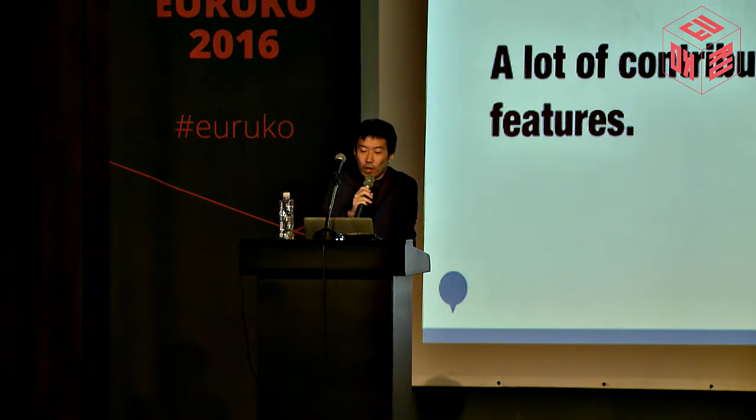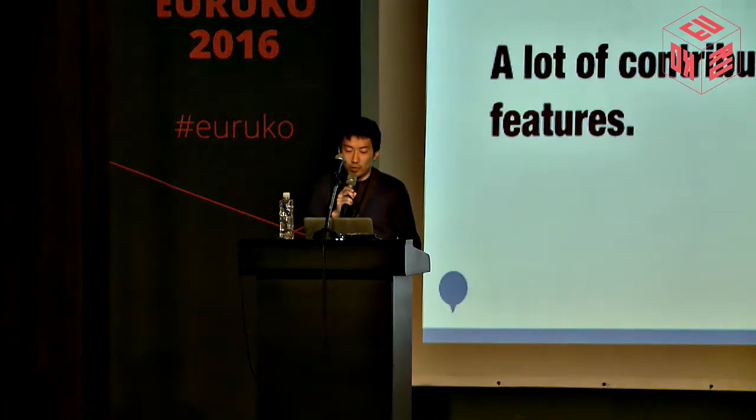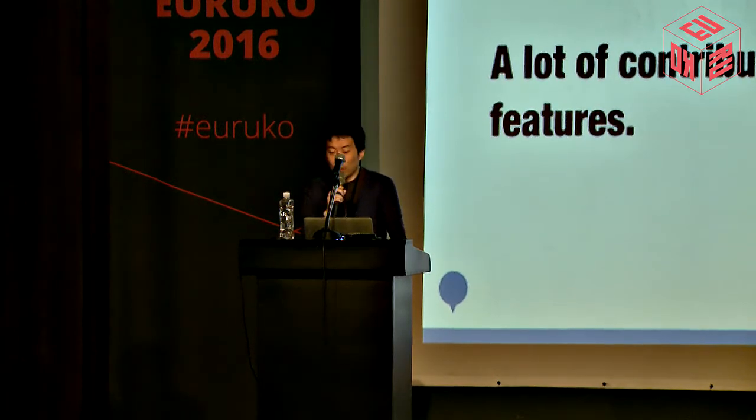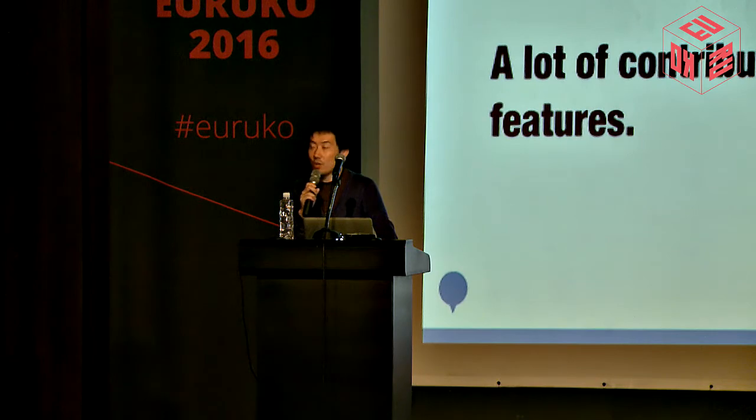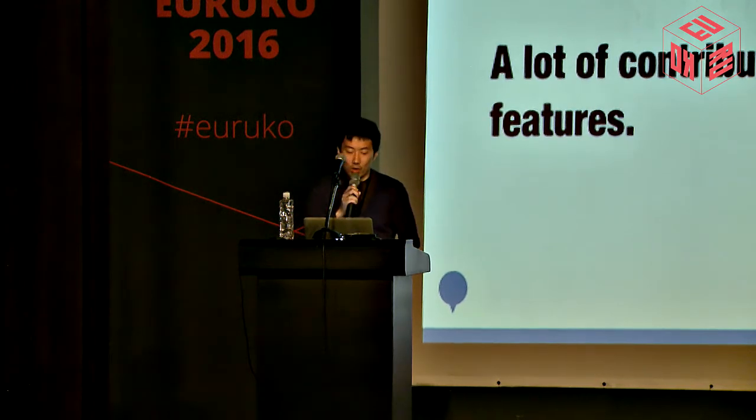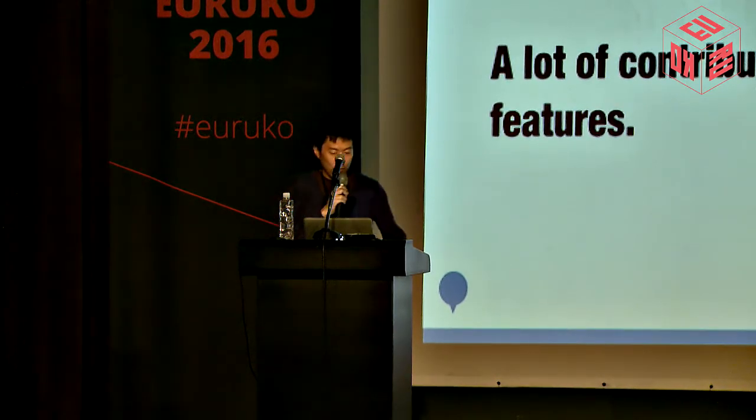If you are interested in spec-side tests and Ruby core behaviors and regressions, please submit a pull request to this repository, GitHub ruby/spec. Headius, who is an author of JRuby, said it is so nice to see RubySpec. RubySpec helps other implementations of Ruby, like JRuby and Opal. So we welcome new tests for our Ruby 2.3 and 2.4 features.